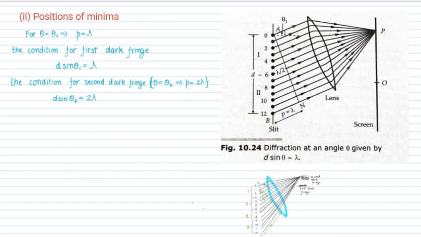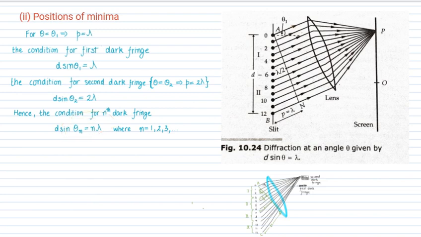Fine. So we can write a general expression after observing these two conditions. Hence, the condition for the nth dark fringe can be written as d sine theta n equals n lambda, where this n can take the values 1, 2, 3, and so on. Fine. So this is the condition for the nth dark fringe.